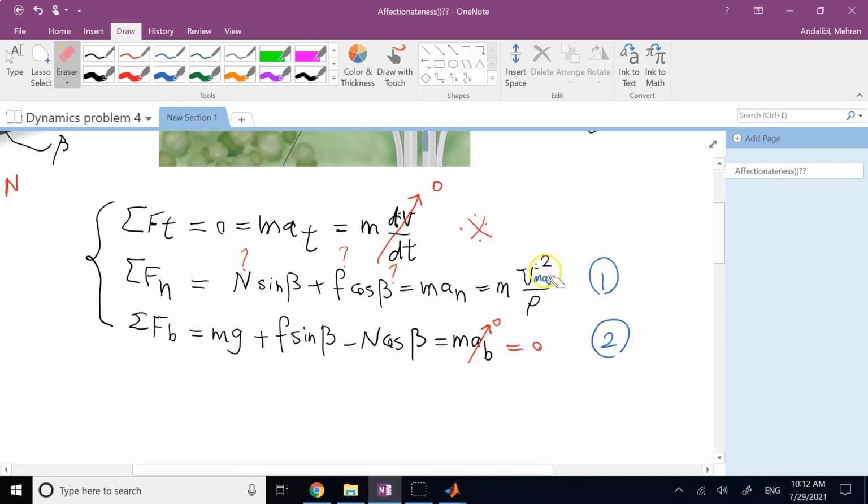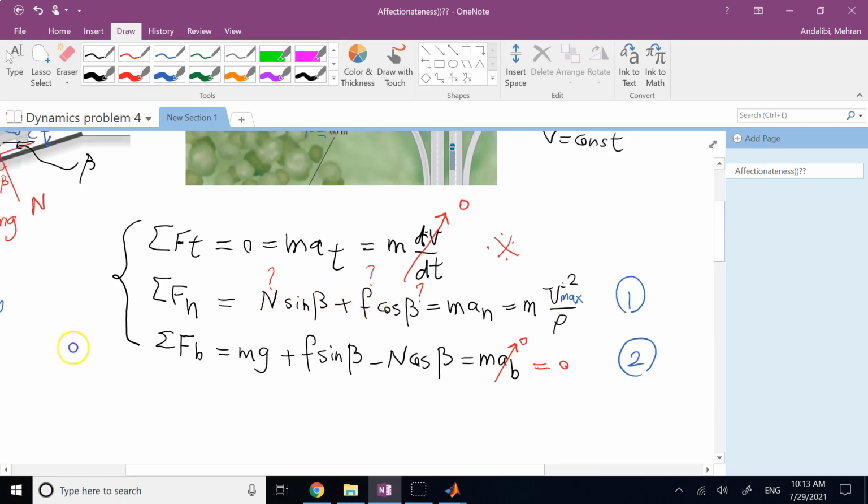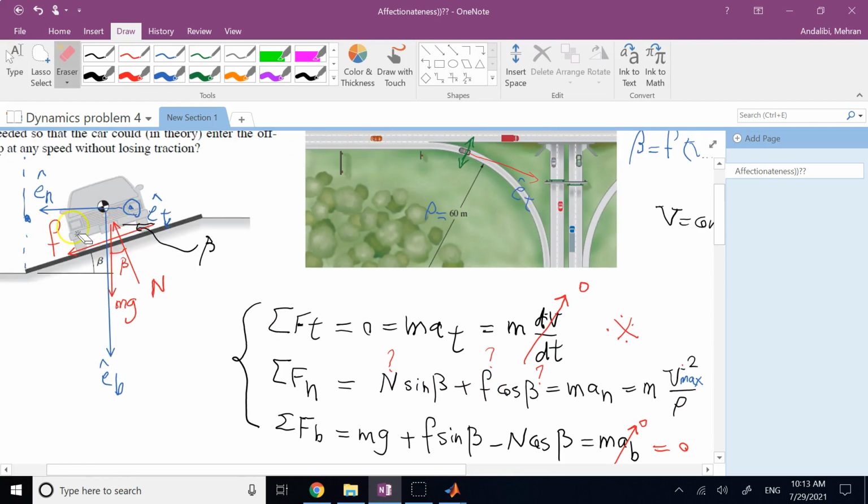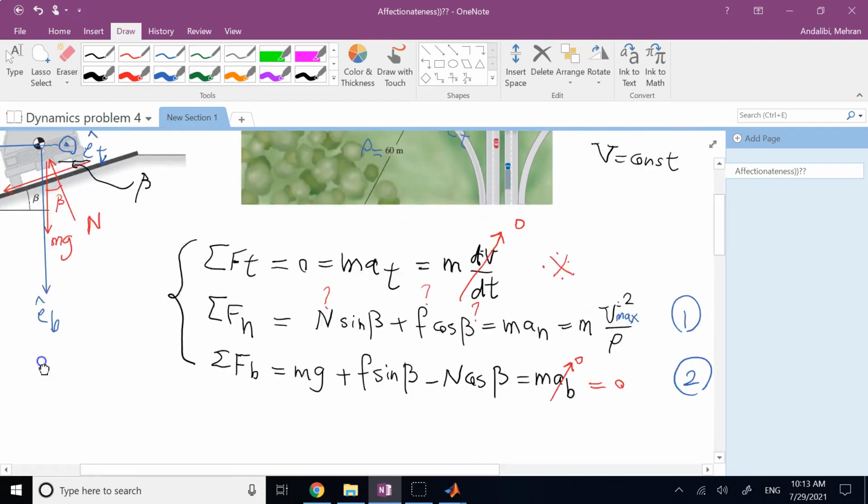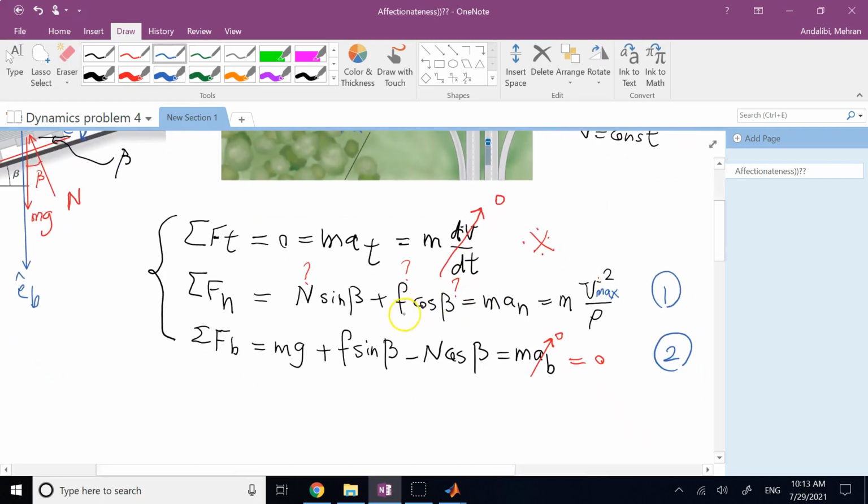And that comes from the fact that when you want to exit the ramp at the maximum speed, that means your centripetal acceleration, Vmax squared over rho, is going to be max. And if you look here, for that to happen, you really need your friction, which is the major component providing the acceleration in the n direction, to be max. So you have to have maximum friction so that you can exit at maximum speed. So this f has to be f what? F max.